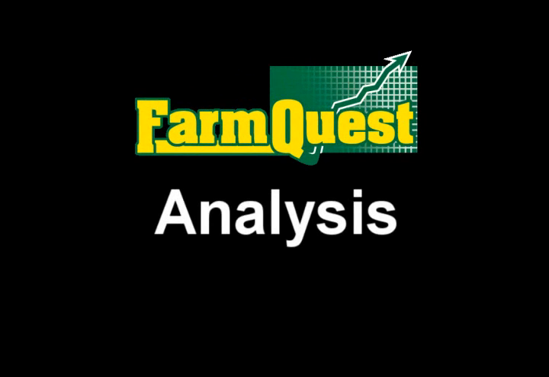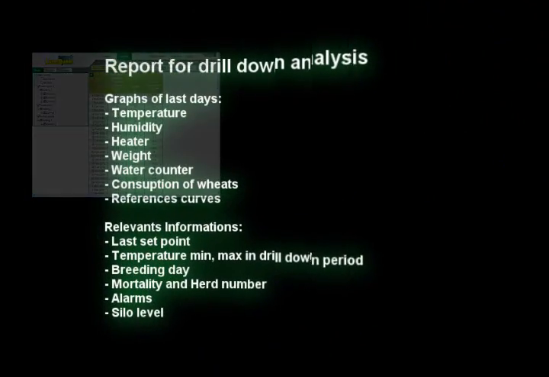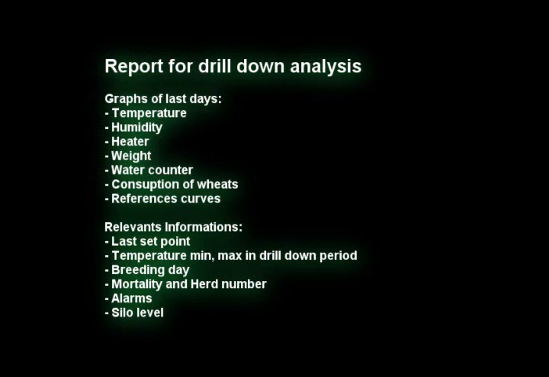Analysis with FarmQuest. The Graphs menu can generate graphs and tables from the data collected by your controls. You can create batches and compare your present batch to a previous one or to a model curve. If a problem arises, you can configure FarmQuest to send reports on crucial data such as temperature, humidity, and heating readings for the last few days, water and feed consumption, as well as growth curve for the last few days, and for a variety of other data.